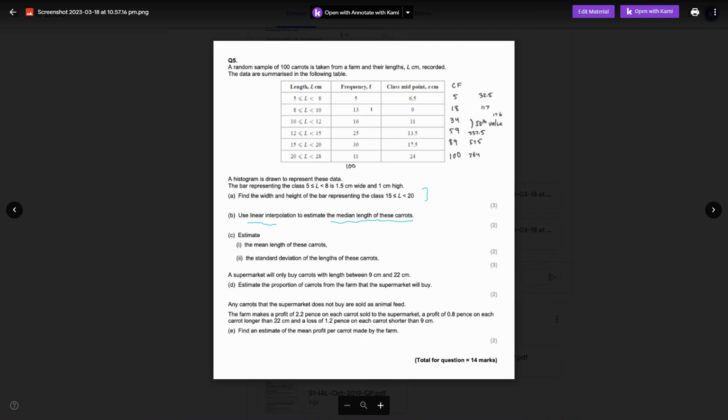All right, so let's have a look at the concept of linear interpolation now, and the same question. Okay, so use linear interpolation to estimate the median. We want to find the median. The median we know is your middle value.